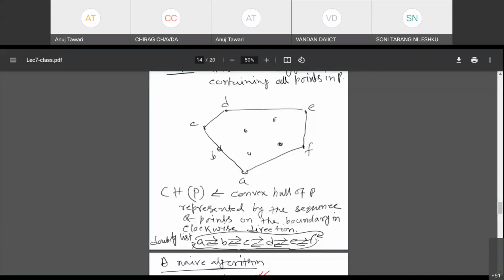Okay, sir. So just think about this. How will you use divide and conquer and get them in the convex hull?